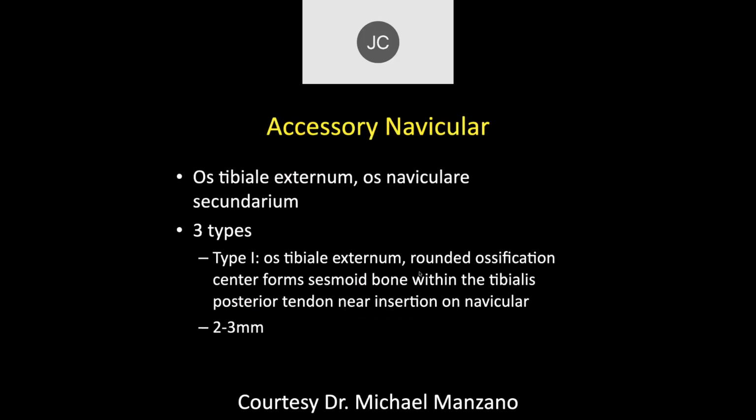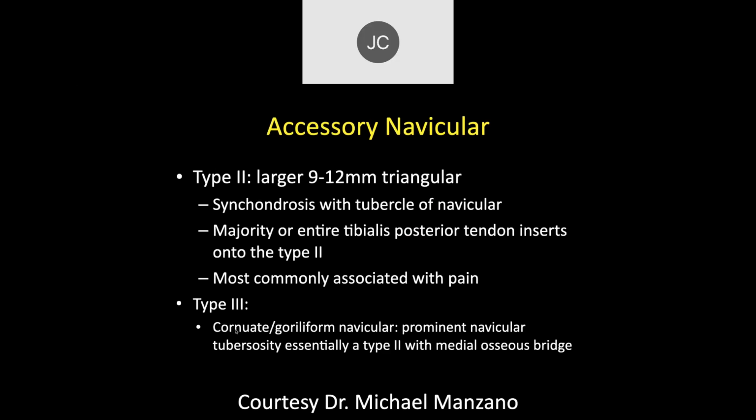Type 1 is basically small. It's embedded in the distal posterior tibialis tendon. It may or may not, but usually doesn't directly articulate with the navicular, typically around 2 to 3 millimeters. Type 2 is larger, also in the distal posterior tibialis tendon, but it often articulates on one side with the navicular, and that can become degenerated and produce symptoms of pain. And then the type 3 is just the prominent process where the PTT attaches.